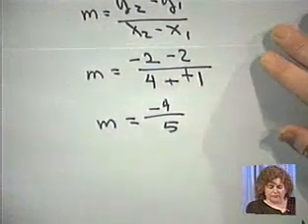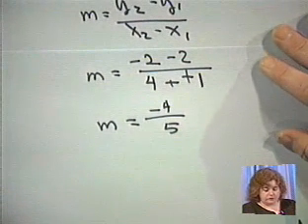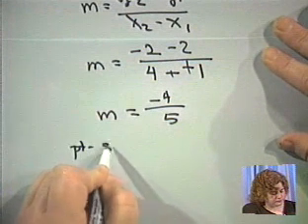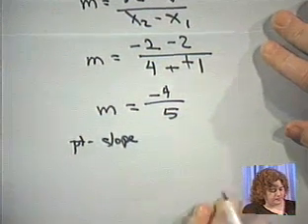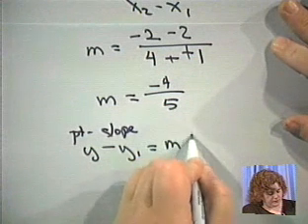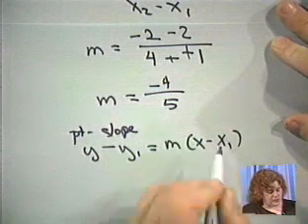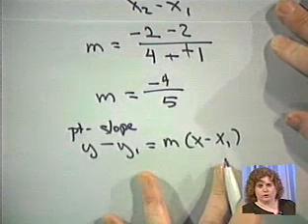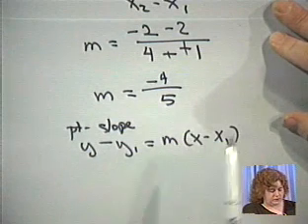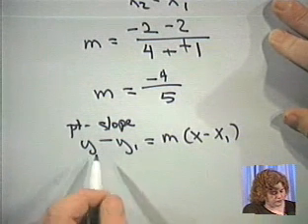Well, now I have a slope, and I have a couple of points to choose from. I'm going to go to point-slope form. y minus y1 is m times x minus x1. Now I don't have to use the same point 1. I can pick either one of the points. But I am going to go ahead and use the -1, 2.